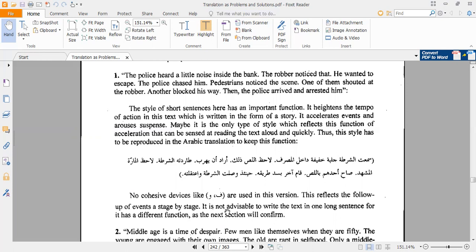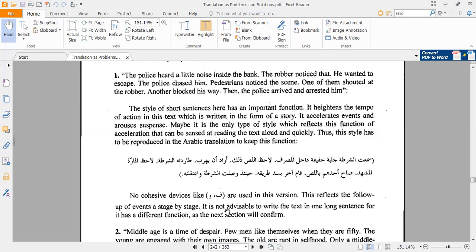يعني هذا بيعكس سرعة أو تسارع الأحداث وراء تسارع حدوث الأحداث بشكل متتالي وراء بعض. وبالتالي to reflect this stylistic value and to reflect this stylistic feature, which is the continuity or the rapid continuity of the actions, or the actions are happening rapidly and continuously.